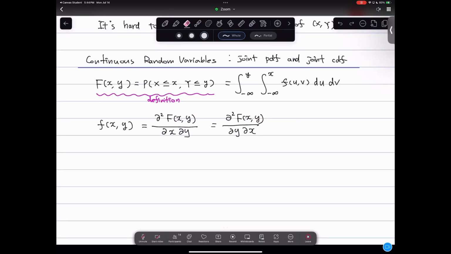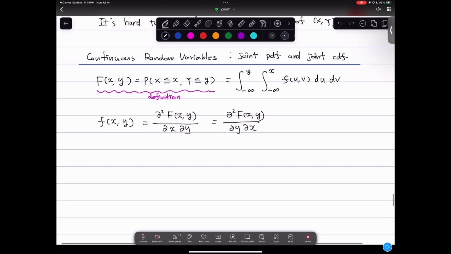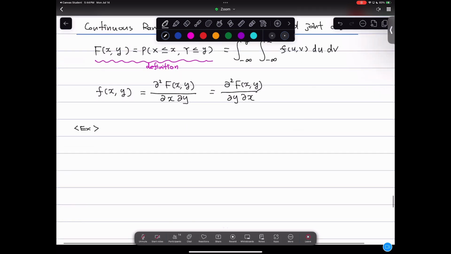Okay, so let's see where I should be going. Let's do this example first and I'll go from there. Let's get this CDF using the PDF. So I have one example. I'm going to be giving you an example. So this joint PDF of x and y is given below.